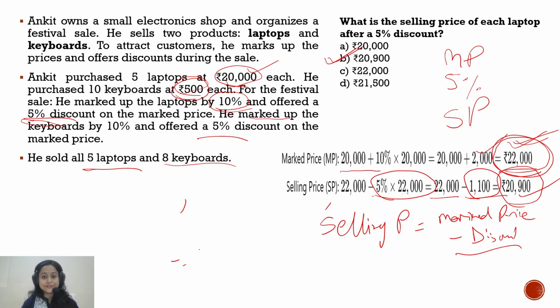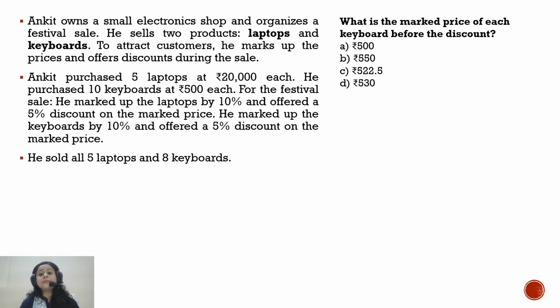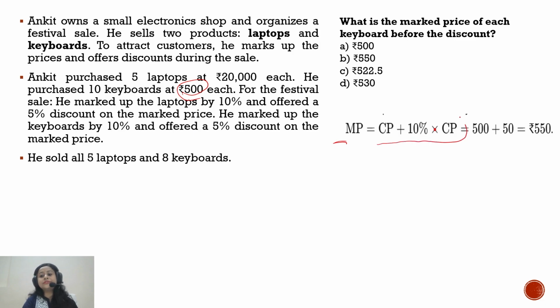Let us move to the next problem. What is the marked price of each keyboard before the discount? It's very easy. So 500 is the cost price and 10% over the cost price is the marked price. So 500 plus 10% of 500 will give you the marked price for the keyboard. Let us just see. So marked price is cost price plus 10% of cost price, which is like this. So cost price is 500 plus 10% of 500.